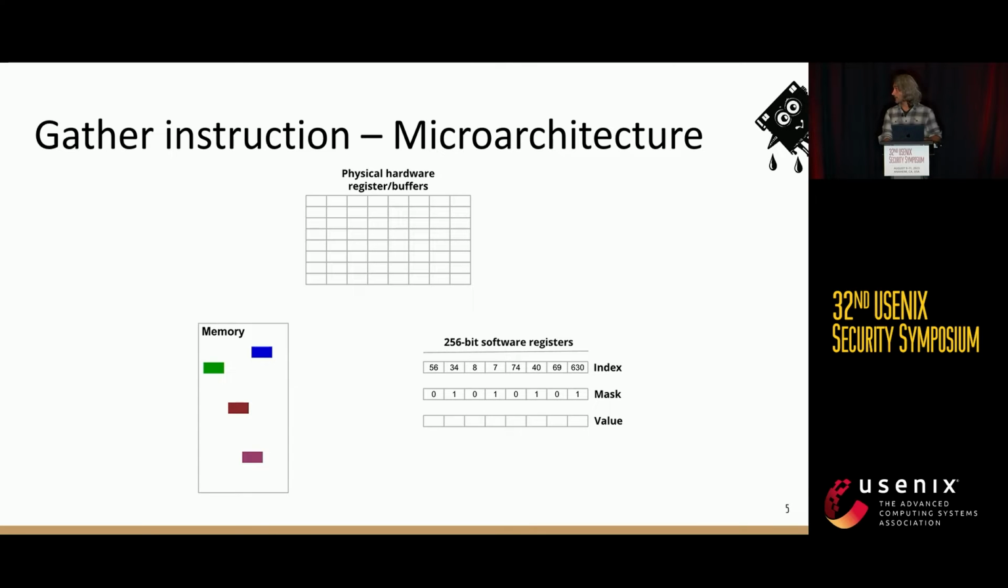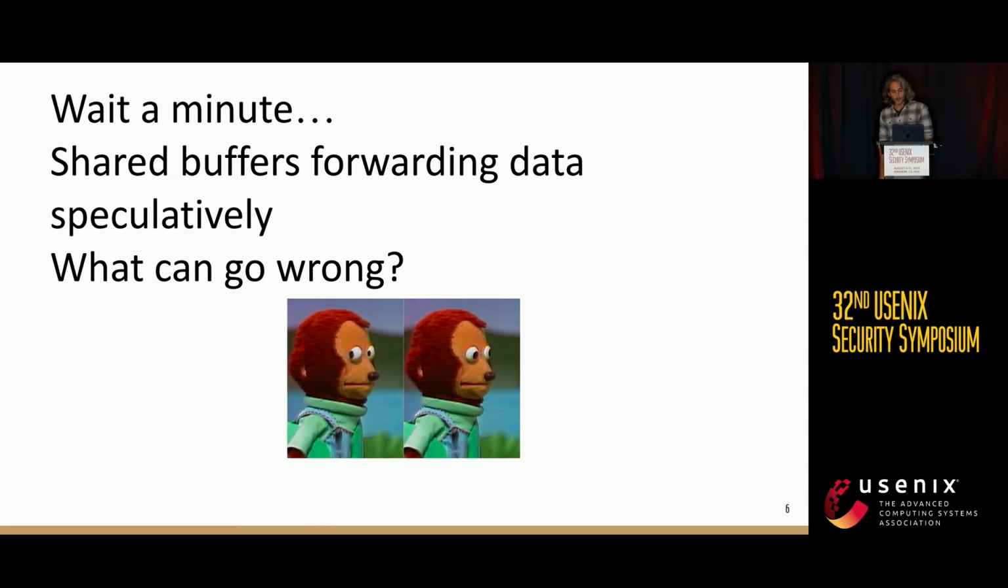This would look something like this. We have a bunch of physical registers and physical buffers, and the CPU is going to allocate one of these buffers, eventually bring the data to the physical register, and also map it to the software register. Wait a minute, shared buffers forwarding data speculatively? This is fast, but what can go wrong, based on our prior experience with this kind of optimization?